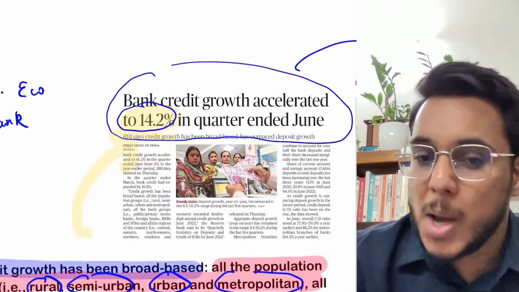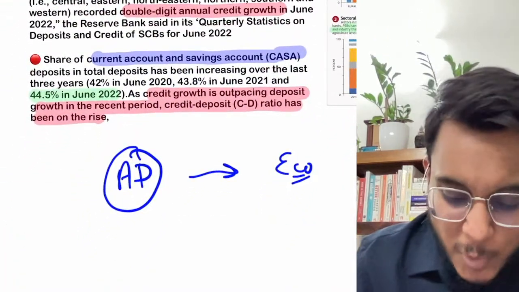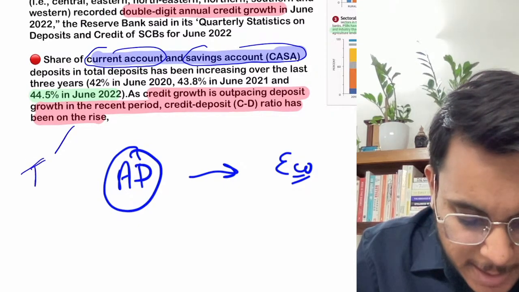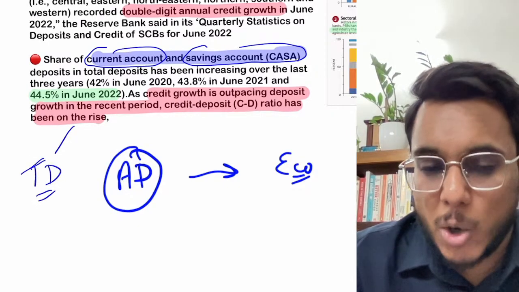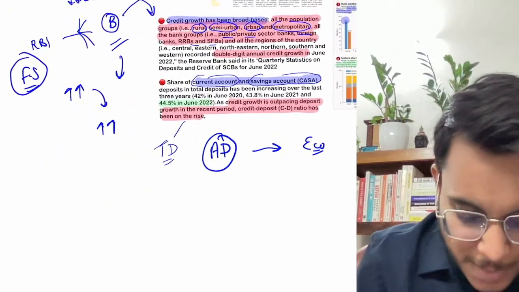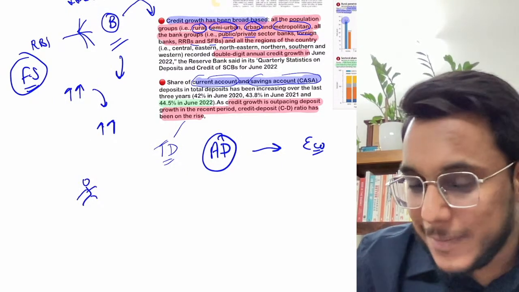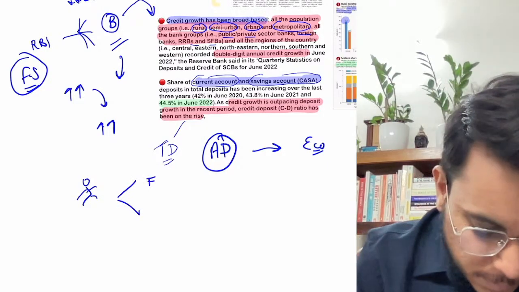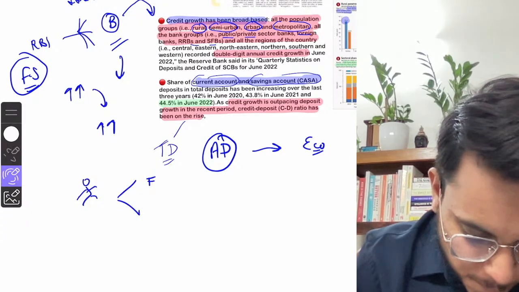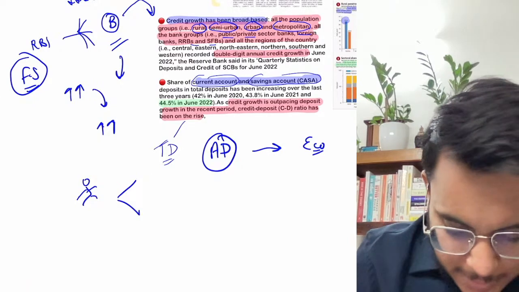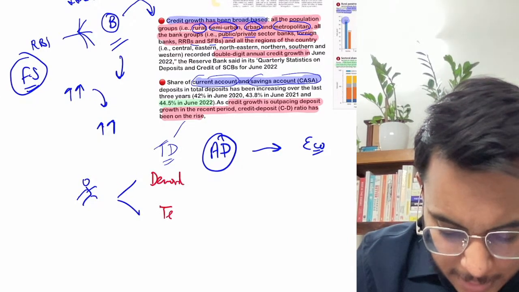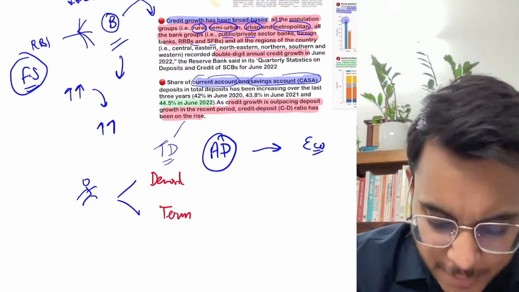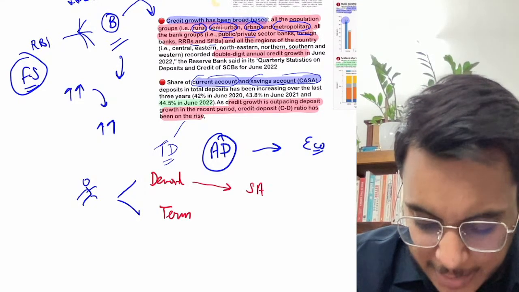has increased to 14.2%. Moreover, the Reserve Bank of India report has also shown that the share of the current account and the saving account in the total deposit is increasing. Now guys, when we talk about the total deposit, listen to this. Suppose there is a person who wants to deposit money in the bank. There are two types of deposits: the demand deposits and the term deposits. Demand deposits are those deposits which you can withdraw whenever you want. And under demand deposits, there is the saving account and then there is the current account.